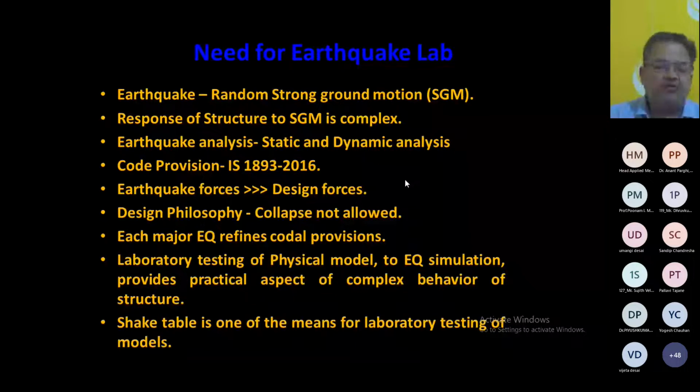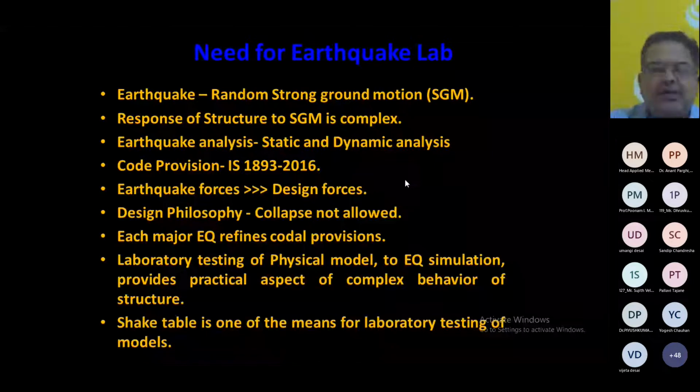So if we perform the analysis through the static coefficient method, generally it gives the higher value. And when we design for that, our structural elements are basically designed for the higher forces. So most of the time we say that dynamic analysis should be performed.